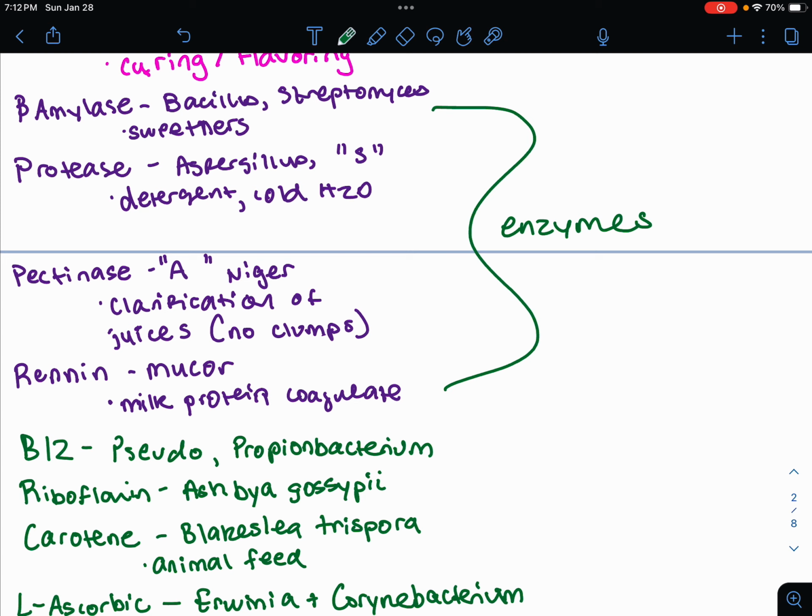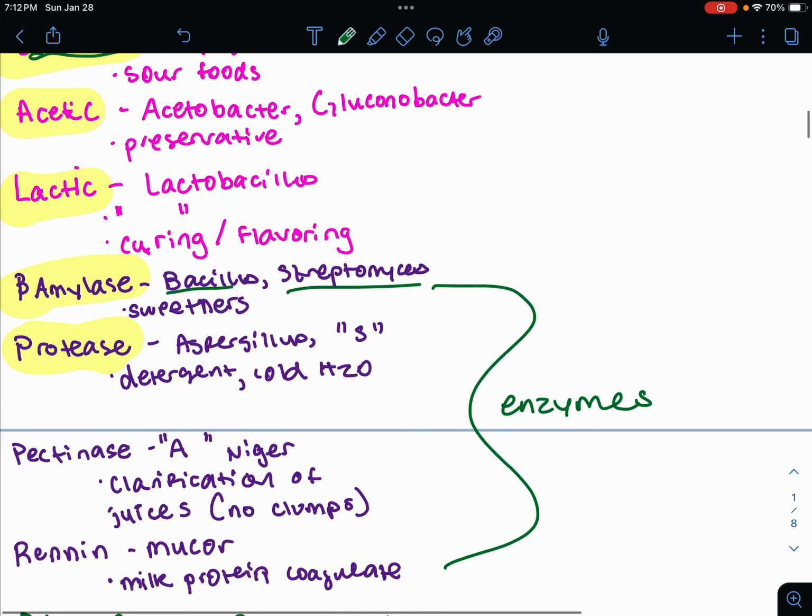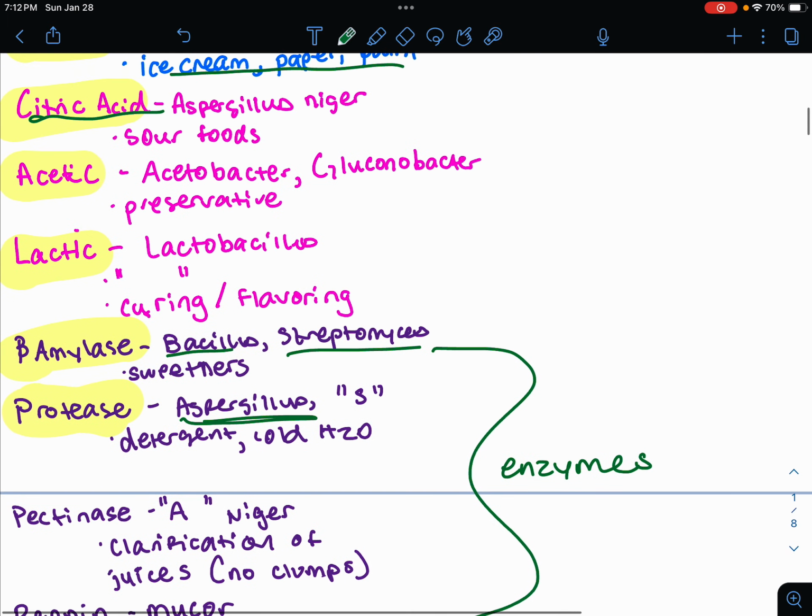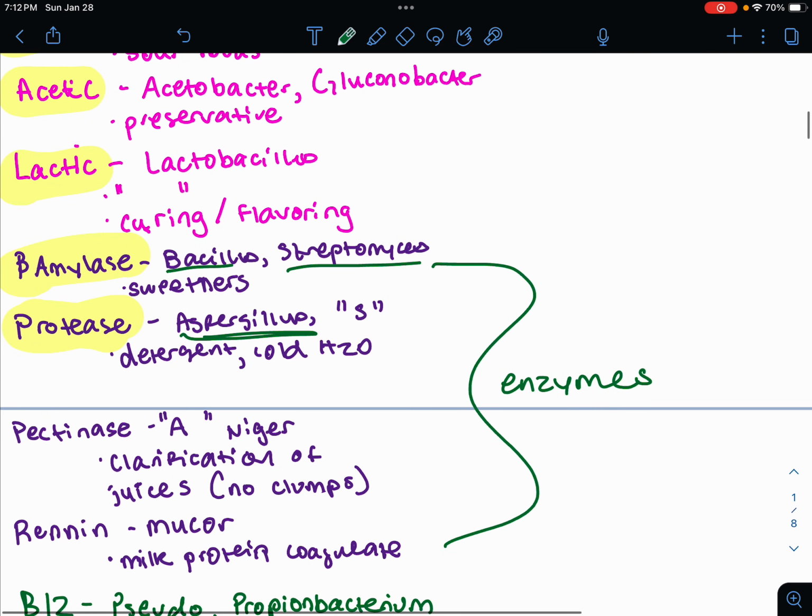So beta amylase is from Bacillus and Streptomyces, not Streptococcus, but Streptomyces. It is used as a sweetener. Protease, again, breaking down proteins with protease. That's going to come from Aspergillus. So Aspergillus, again, we just saw citric acid come from Aspergillus. This one's also going to come from here.